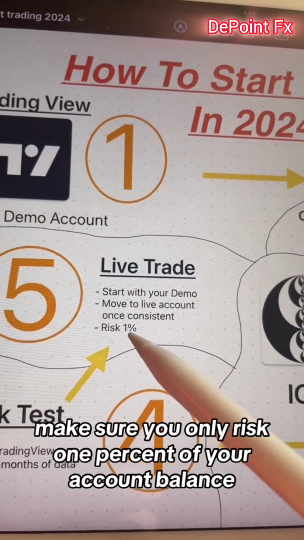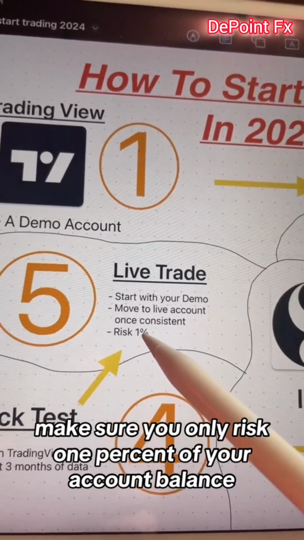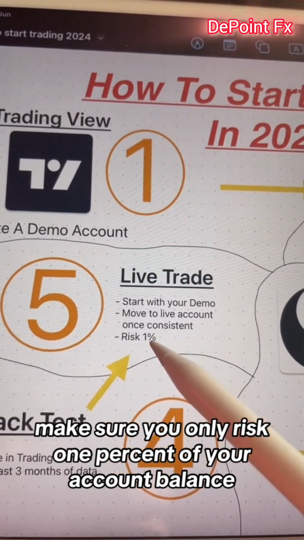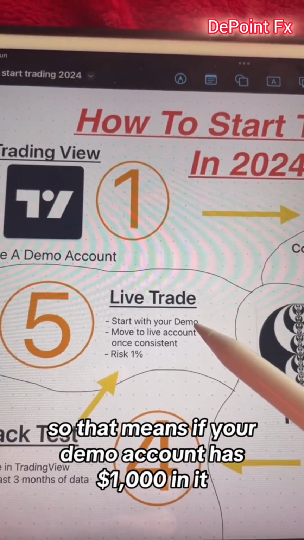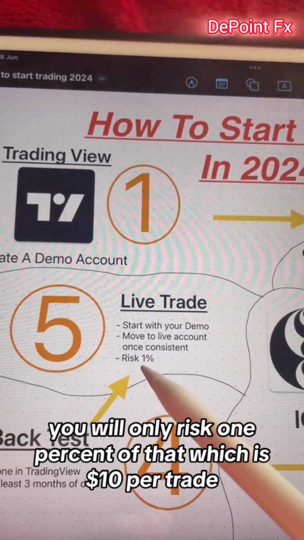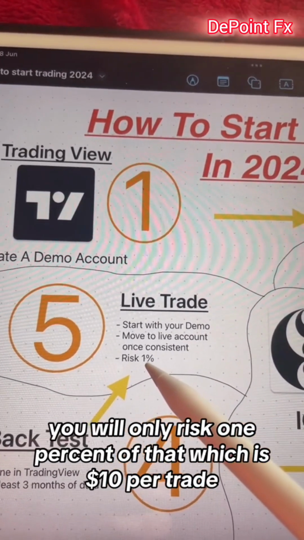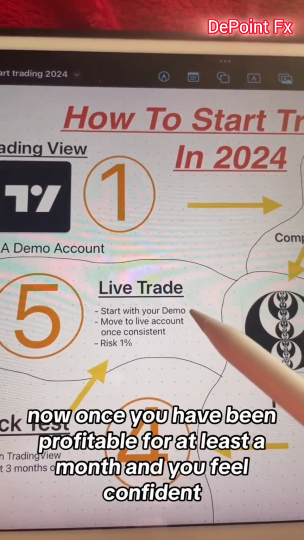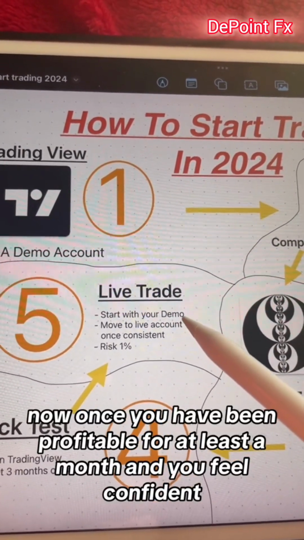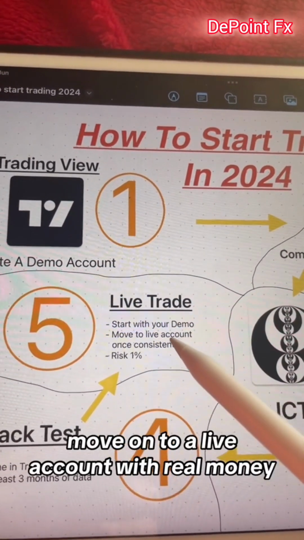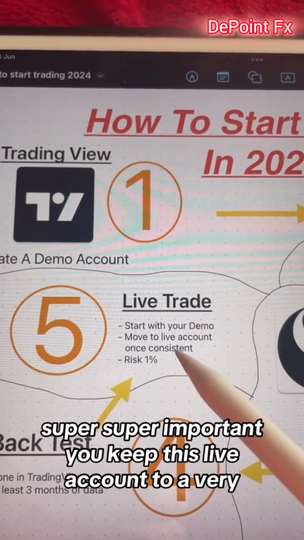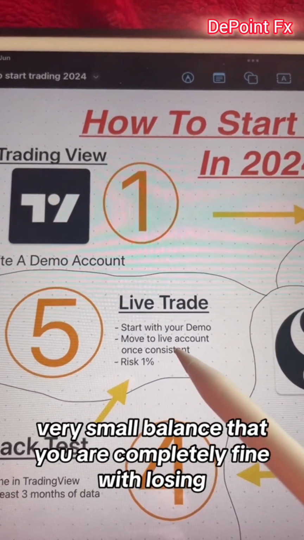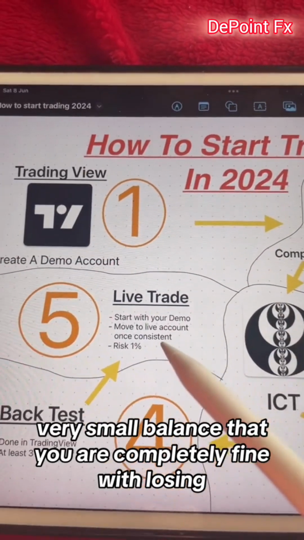Make sure you only risk 1% of your account balance. So that means if your demo account has $1,000 in it, you will only risk 1% of that, which is $10 per trade. Now, once you have been profitable for at least a month and you feel confident, move on to a live account with real money. Super important, you keep this live account to a very small balance that you are completely fine with losing.